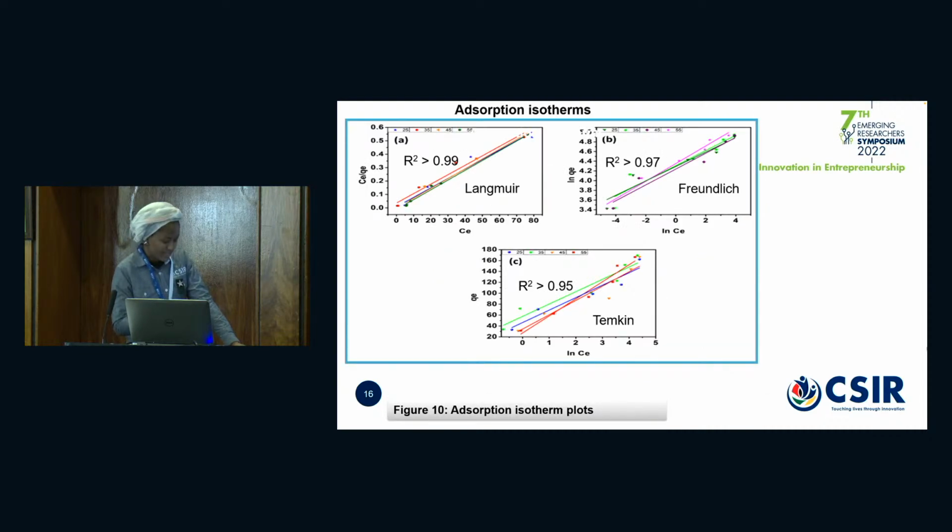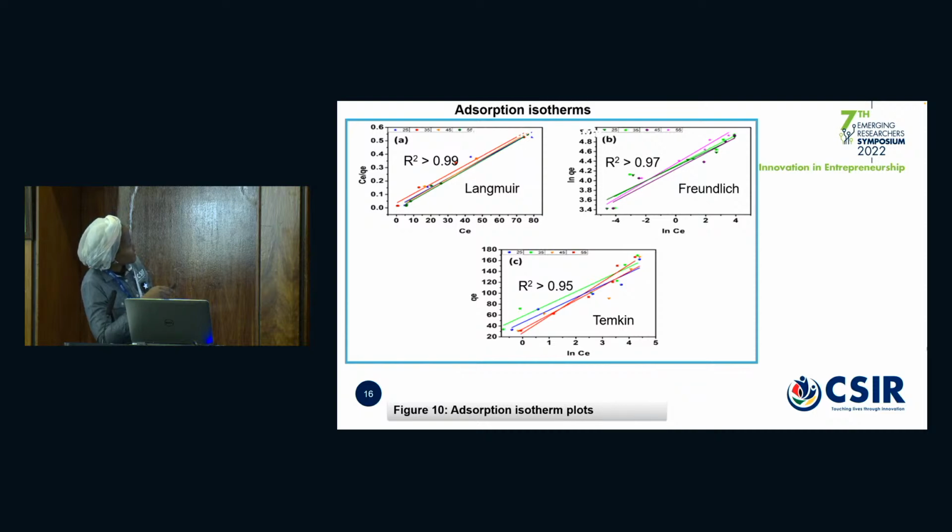And then we went further to study the absorption isotherm and then absorption kinetics. So we have used different calculations to calculate these models. In this case, we're using Langmuir, Freundlich, and then Temkin.